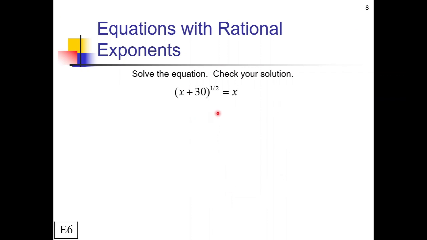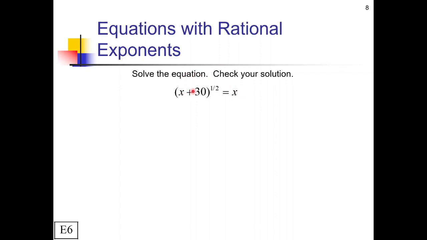For this next problem, we have x plus 30 to the 1/2 power equals x. So another fractional exponent. Pause the video and see if we can use what we learned on that last example to help us out on this one. All right, since I've got my fractional exponent piece isolated here, I'm going to use the reciprocal power right off the bat. The reciprocal of 1/2 is 2 over 1. So basically just squaring both sides.